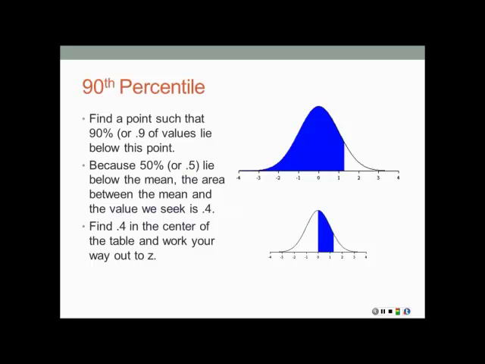So if we're looking at the 90th percentile, in the upper graph you can see we're looking for a point below which 90% of the values lie. Well, we know 50% of those values are between the 0 going down, and so we're just looking at that upper part there, since the 90th percentile will be above the mean, and that area is 0.4, or 0.9 minus 0.5. So what we're going to do now is look in the center of the table and work our way out to a z to see how many standard deviations above the mean the 90th percentile will lie.